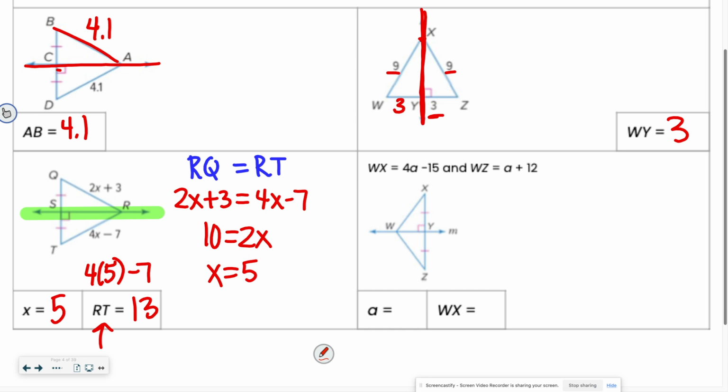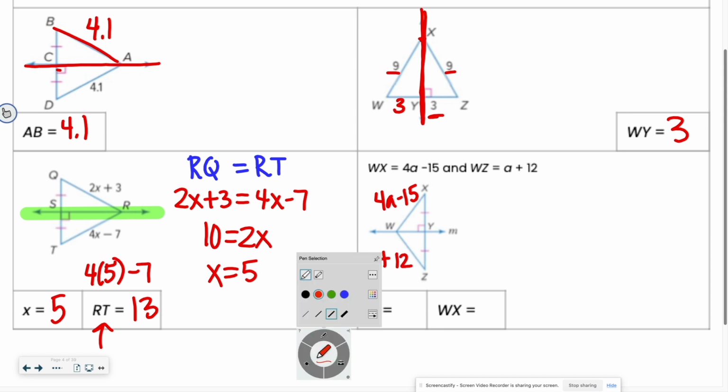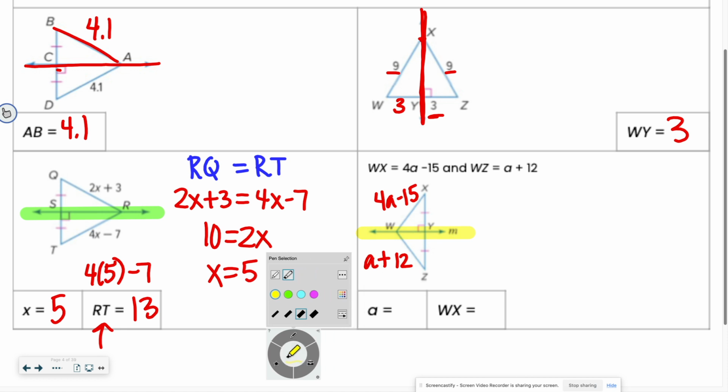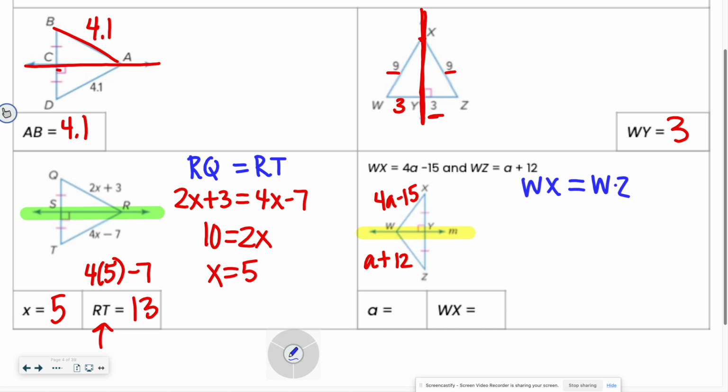Let's see this one here. All right, we are told that WX is 4A minus 15, and WZ is A plus 12. We notice that line M is the perpendicular bisector of XZ. So we already know that WX is equal to WZ, because again, W has to be equidistant from Z and X. Set up our equation here.